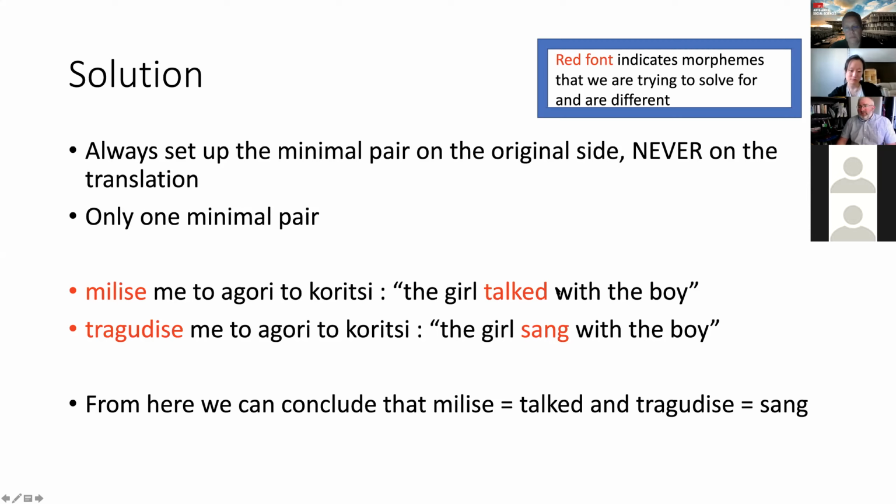And here you can see one of the first problems that we have in doing linguistic analysis. There's no guarantee that the words are going to be in the same position. So Greek likes to put the verb first, English likes to put it second. So if we just took word order, we'd be completely wrong. But by establishing the minimal pair and saying, well, the Greek is different only because of these 2 forms, and the English is different only because of these 2 forms, therefore, μίλησε must mean talked, and τραγούδισε must mean sang.